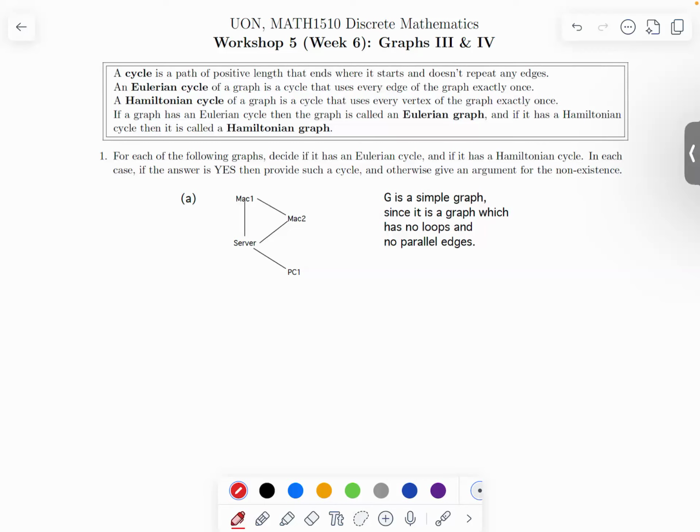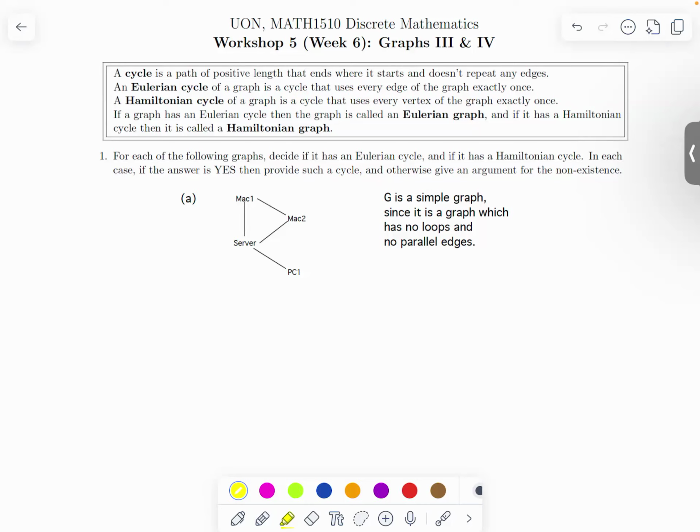A Eulerian cycle is a graph such that you've got a cycle, and it doesn't repeat edges, but the Eulerian cycle adds a feature: every edge has to be used exactly one time. It has been inherited from the definition of a cycle. A Eulerian cycle just tells you that you need to use every edge.